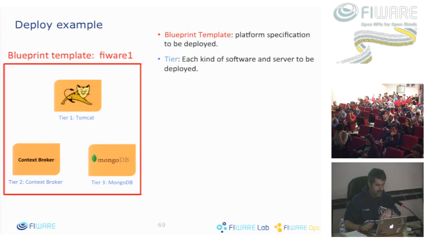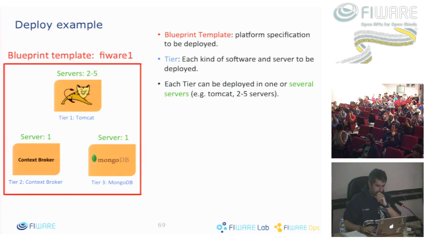The tier, for me, is the specification of each of the layers of this 3-tier application. In each tier I have the possibility not only to define the virtual machine that I want to deploy, but also the minimum and maximum number of virtual machines to be deployed, and also the initial number of virtual machines. What does it mean? It means that, for example, in the first one I need to use minimum 2 servers, maximum 5 servers.